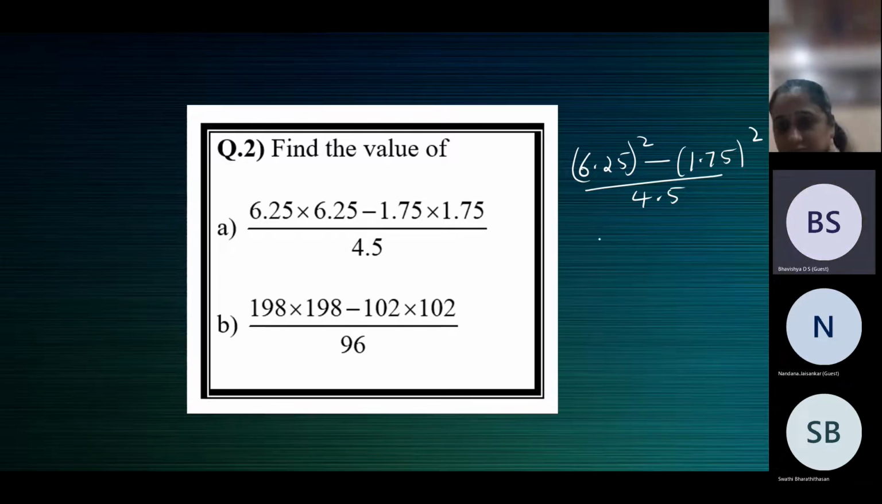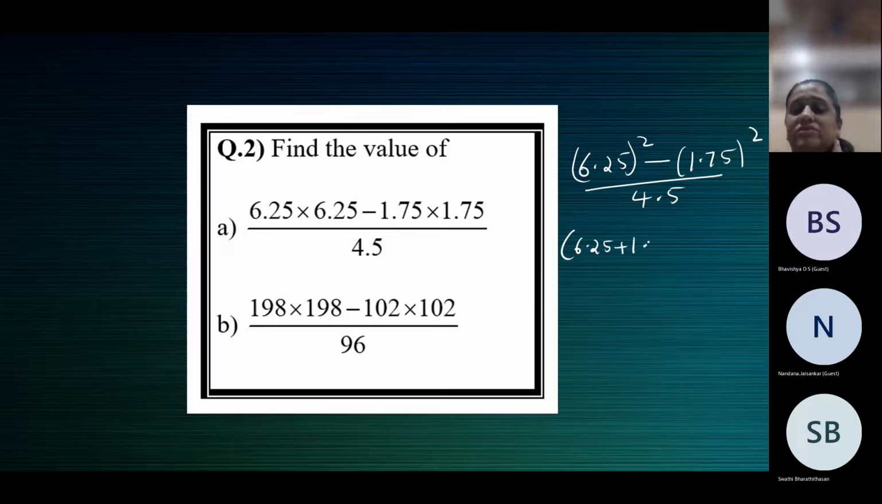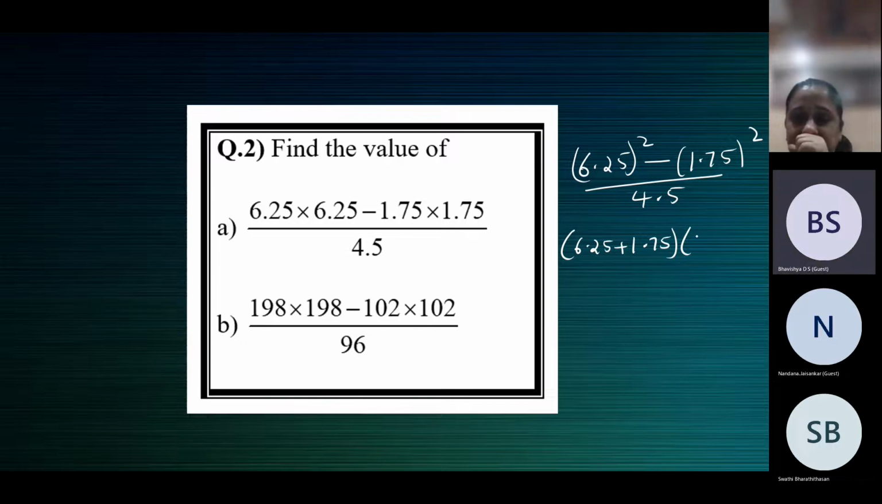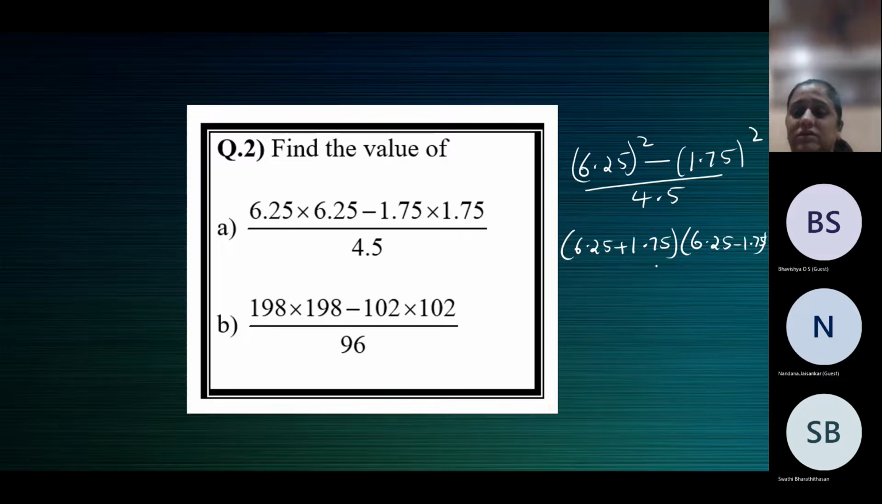Ma'am, 6.25 plus 1.75. Yeah, a plus b is this one. And what is a minus b into a minus b? 6.25 minus 1.75, ma'am. Very good. Divided by 4.5. What is 6.25 plus 1.75? Quickly.